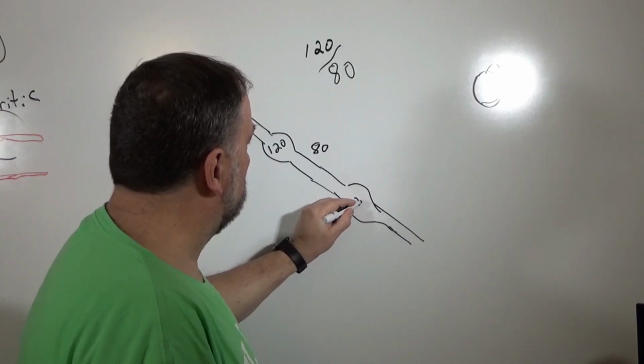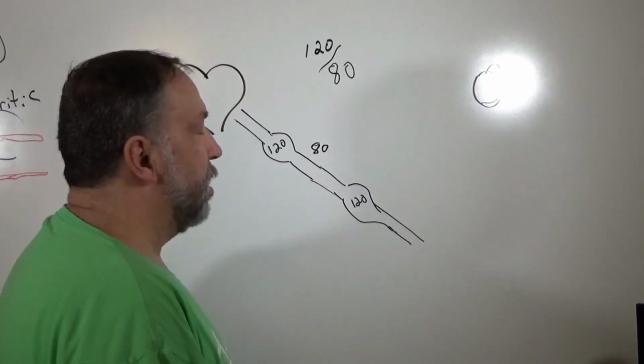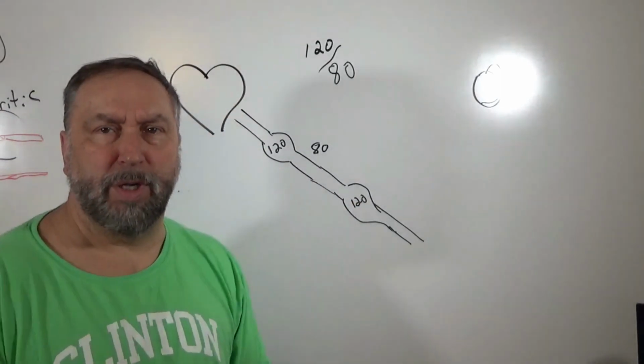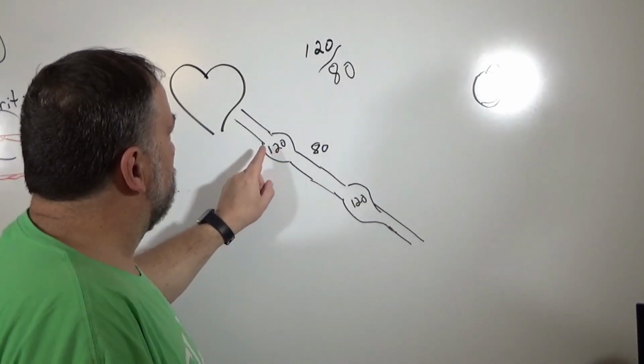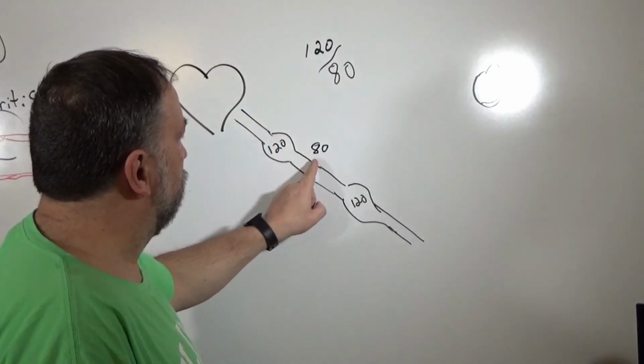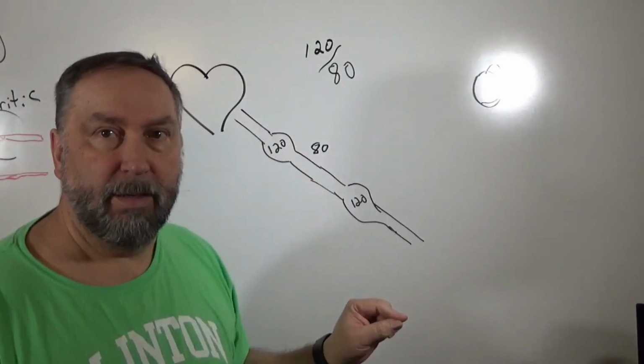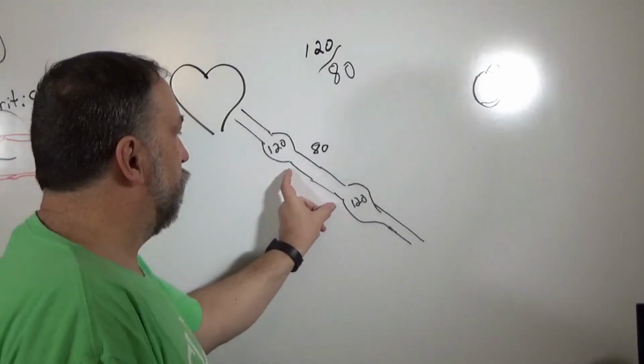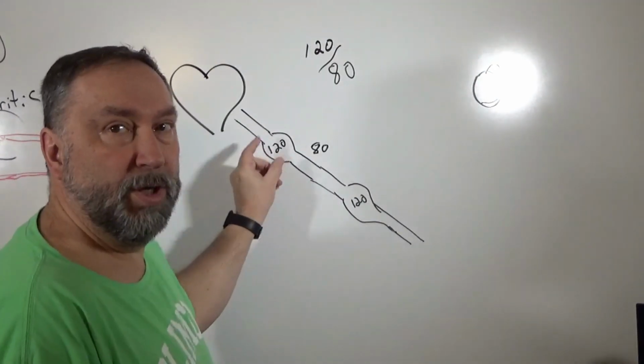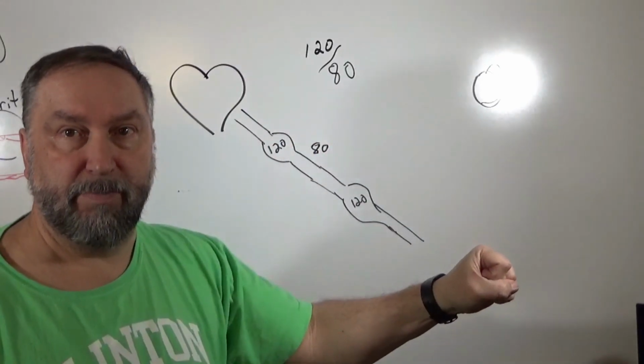Right, 120 in there, 80 in here. And the reason I said I was going to make it a little bit more to scale is because your resting phase, your diastole, which is the resting phase of the heart, is twice as long as your systole, which is the time that the heart is beating.